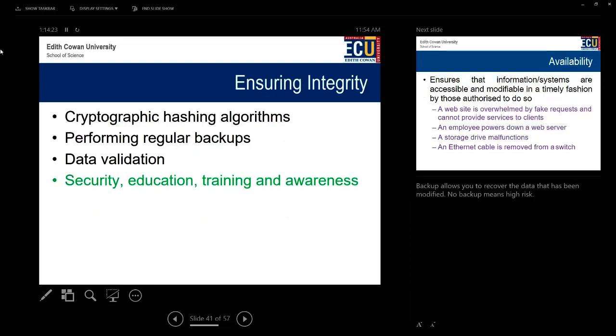We can ensure integrity through hashing, module 5. Just remember the name at this stage. We'll discuss more about hashing in week 5. Also performing regular backups and performing data validation. And above all, implementing security controls, education, and awareness training for our employees.